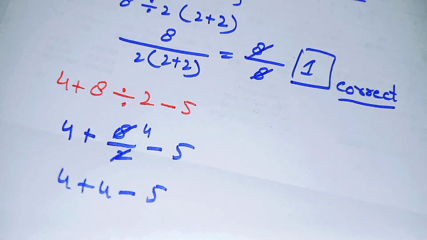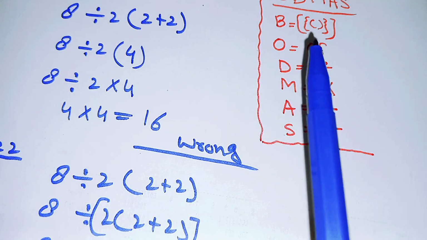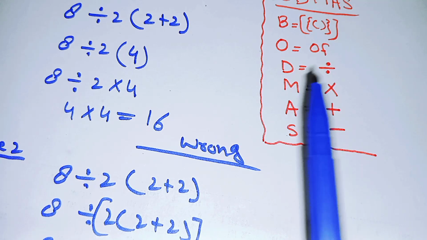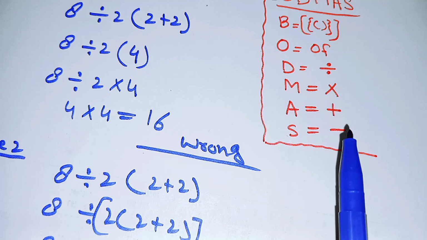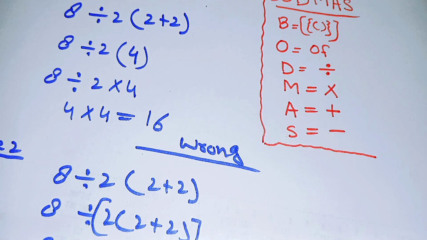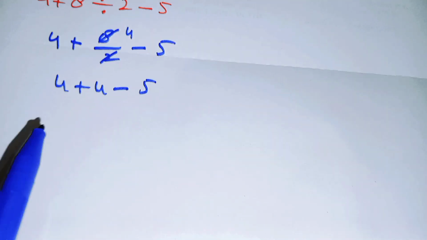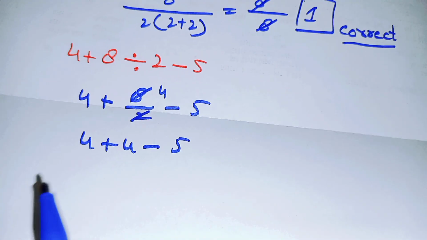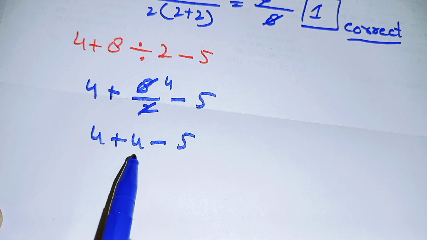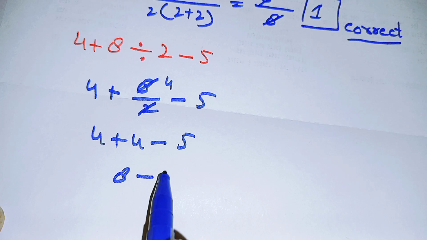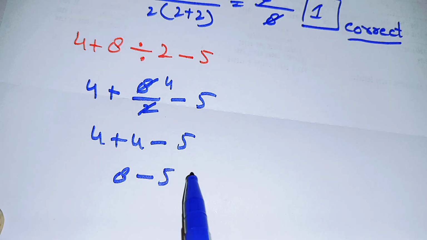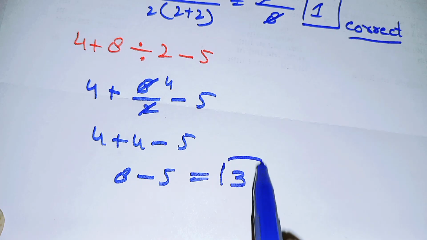In the BODMAS rule, first is bracket, second is of, third is divide, fourth is multiplication, fifth is addition, and sixth is subtraction. So here we have addition and subtraction, and we solve addition first. 4 plus 4 is 8, and in the last we subtract: 8 minus 5 is equal to 3, and this is our correct answer.